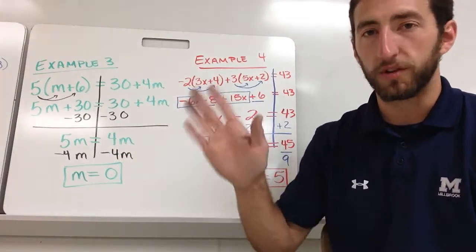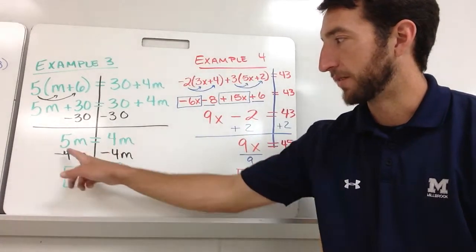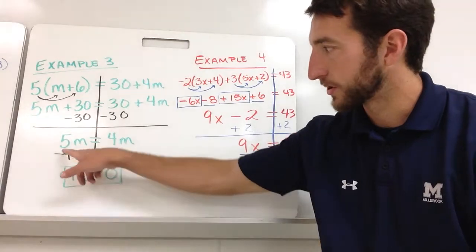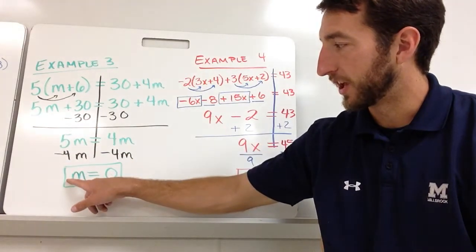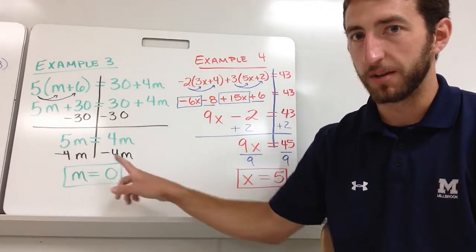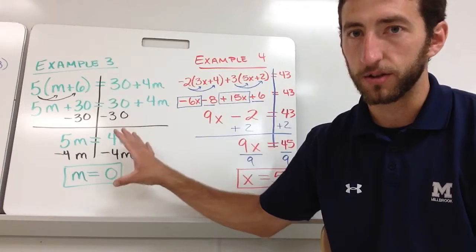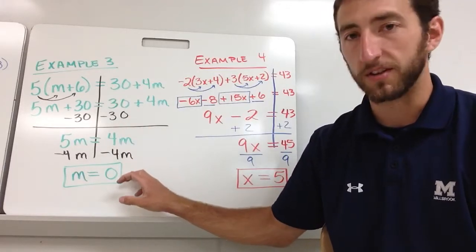So what I want to do is get the variable on one side, so I'm going to subtract 4m from both sides because I like positive numbers. 5 minus 4 gives me 1m, and 4m minus 4m gives me 0 over here, so m is equal to 0. Be very careful, this one is not no solution. This one is m is equal to 0.